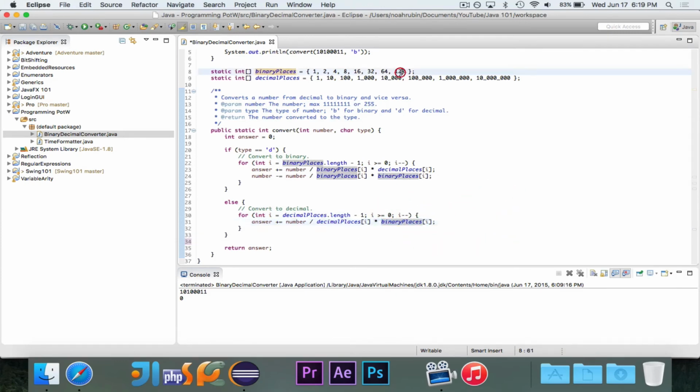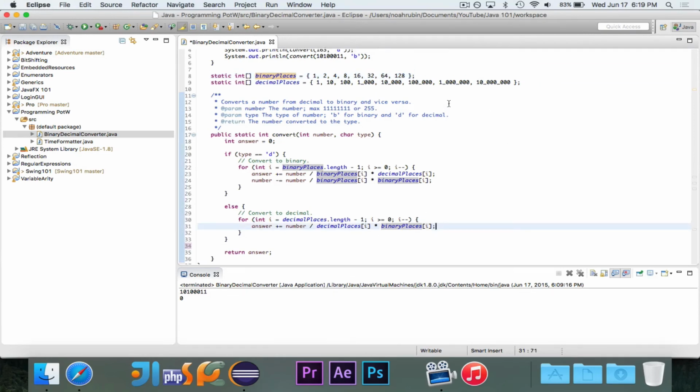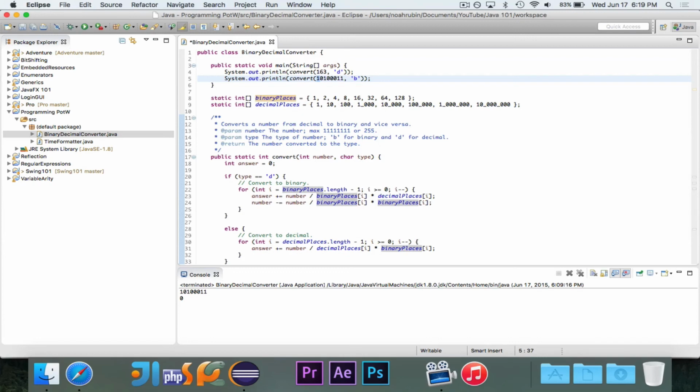So again, we start with this binary place of 128. So if this is 0, answer will not change. If this is 1, rather, then we'll multiply it by the binary place, like 128. And we're just adding that to answer. So we're basically going through each number, and we're starting with this first number, and we're saying, oh, this is a 1, and it's in the 128th place. So we're adding 128 to answer.